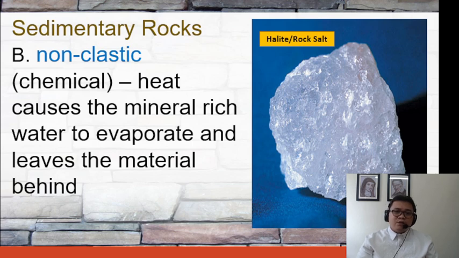Then we also have what you call non-clastic. So these are chemical rocks, where heat causes the mineral-rich water to evaporate and leaves the material behind. As you can see here, a good example for this is halite, or what we commonly know as rock salt. So that's a good example that we can think of for non-clastic rocks.